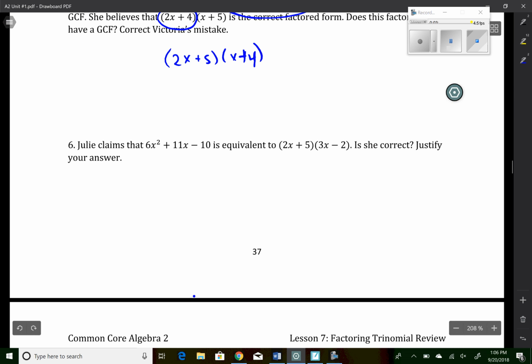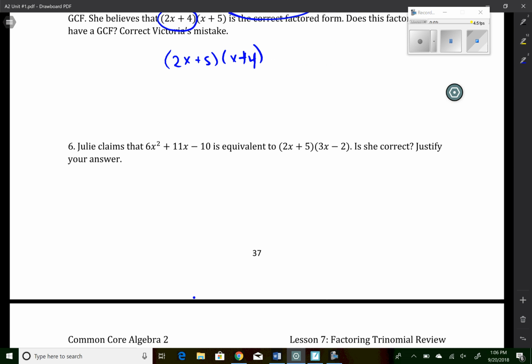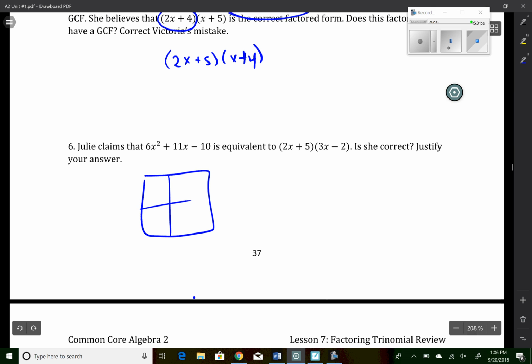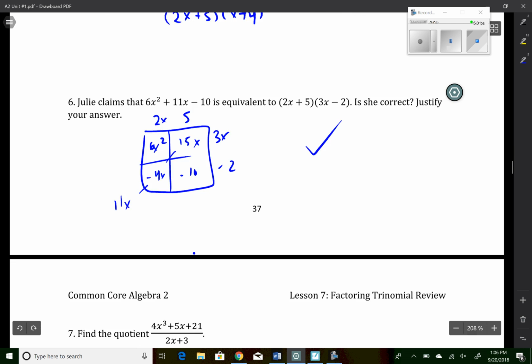Next one, Julie claims that this is equivalent to 2x plus 5, 3x minus 2. Is she correct? You could justify your answer by just multiplying it all out. So you can use your table, 2x and 5, 3x minus 2. So we get 6x squared, negative 4x, 15x, and negative 10. So that checks because this adds up to 11x. So Julie is correct. Nice job, Julie.